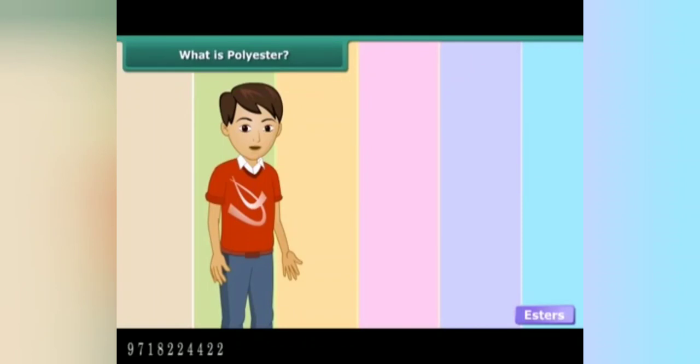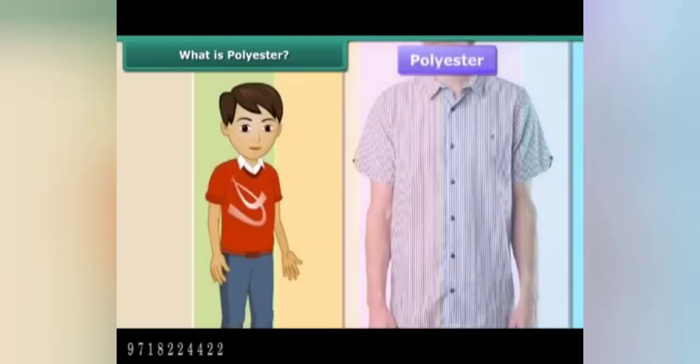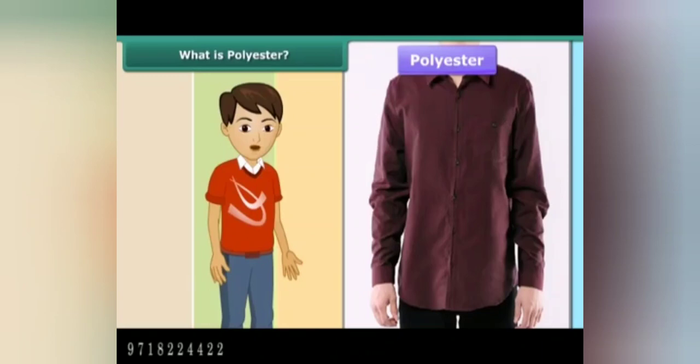Can you guess just by hearing the word polyester what is it made up of? As the word polyester comes from words poly and ester, it is clear that it is made up of repeating units of esters. You must have seen people wearing nice polyester shirts and other dresses. Fabrics made of this fiber do not get wrinkled easily, remain crisp, and are easy to wash.